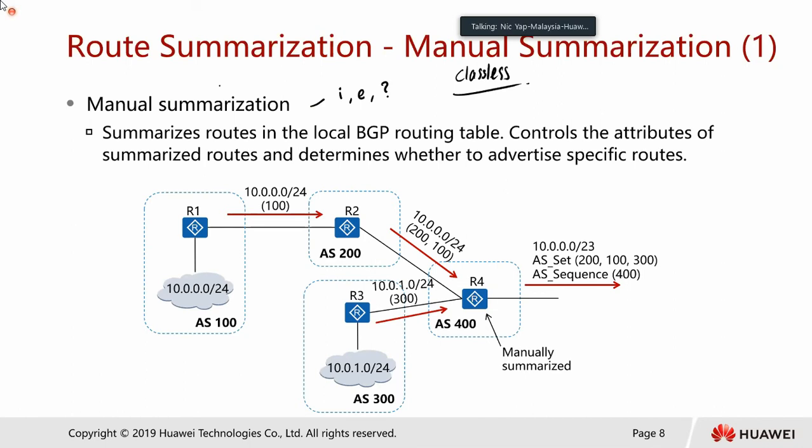And the summarized route in the local BGP routing tables control the attribute of the summarized route and determine whether to advertise the specific route or not. So what it means from here is, let me just add a page over here. I give you more ideas how the manual summarization will work. Manual summarization. Let me just insert another page.